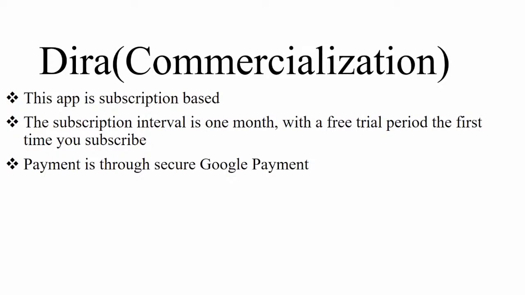Commercialization. This app will be subscription based. Who will be subscribing to this app? The shop owner will be subscribing to our application. They'll be managing the inventory. We also have a model that allows this shop owner to advertise their goods to either new customers or customers that have already been there. The subscription interval is 1 month. We'll give you a free trial period the first time you subscribe, and then you'll be paying through a Google Secure payment.